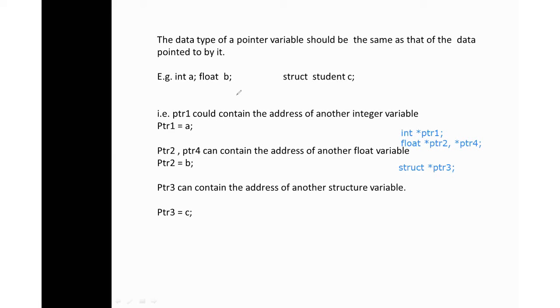That is, int a can be connected only with int star PTR1. Then float b can be connected only with float star PTR2 or star PTR4. Then struct student c can only be connected with struct star PTR3.